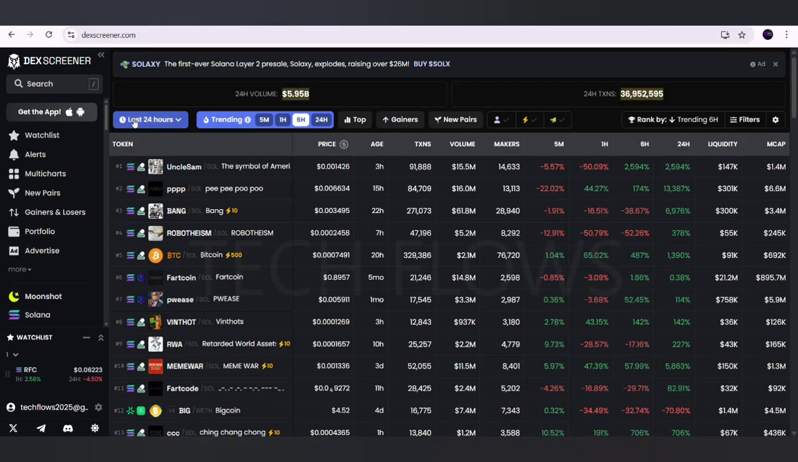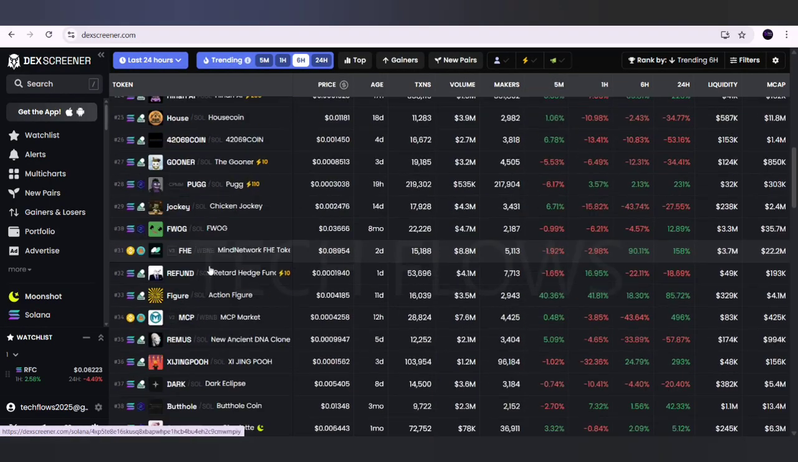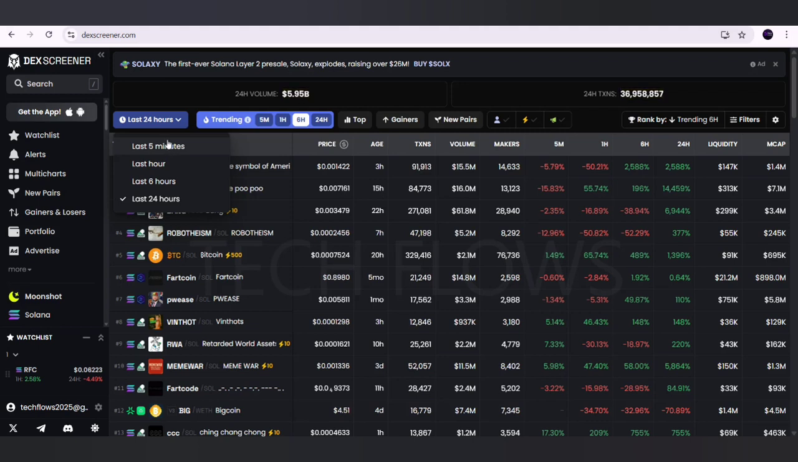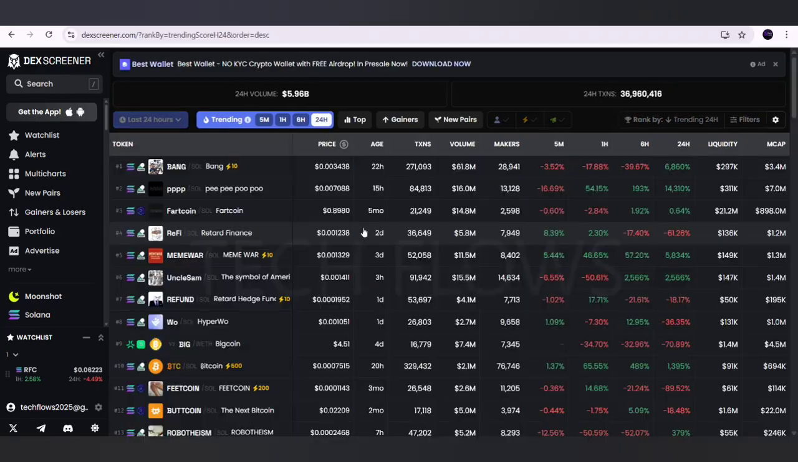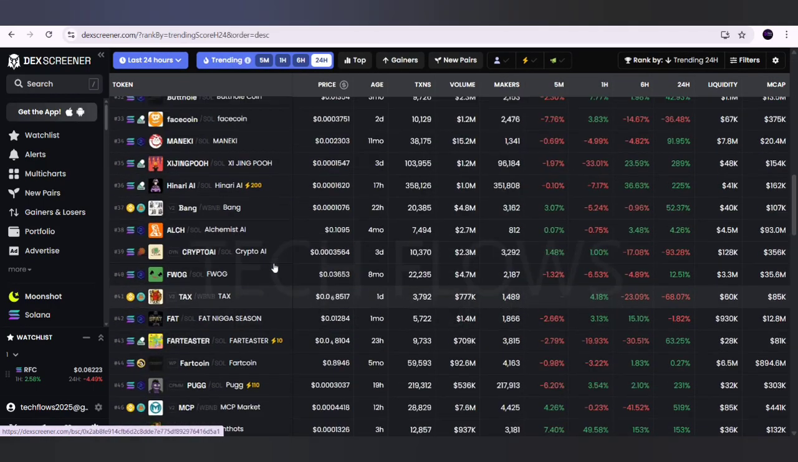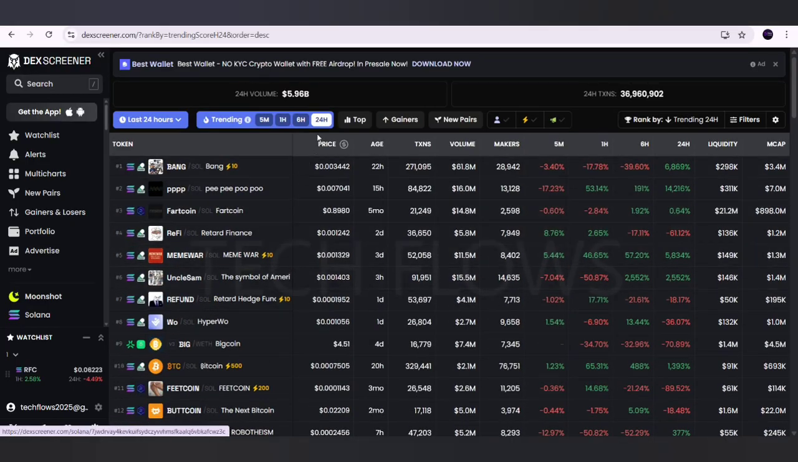Okay, let's talk about these amazing icons up here. First one is last 24 hours tokens. You can sort it on times like last 6 hours, last hour, or even last 5 minutes. How amazing. The second tool is actually trending tokens. It's amazing, guys. Imagine you can see the last 24 hours meme coins which were trending on the market. How amazing. See, these tokens in last 24 hours were trending.